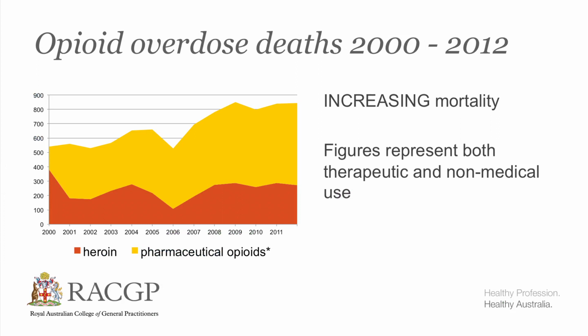One of the really important harms from opioid use is opioid deaths with increasing mortality. If we look at this very simple graph from 2000 to 2011, and this is Australian data, yes, heroin has been the culprit for a significant number of overdoses. However, pharmaceutical opiates are increasingly being seen in overdose deaths. And this is from pharmaceutical prescribed opioids and opioids obtained illicitly.